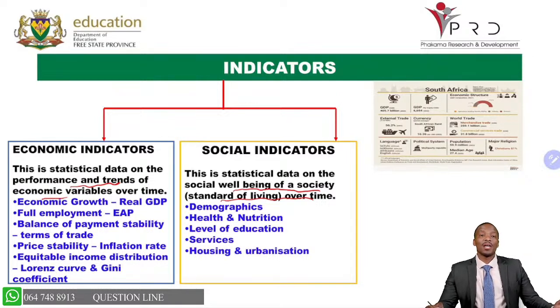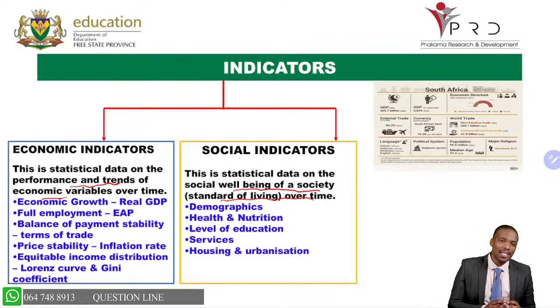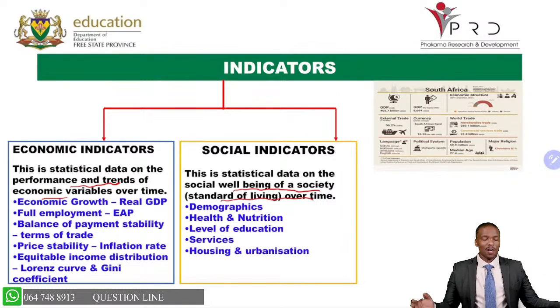And lastly, we'll be looking at housing and urbanization. So these are the two indicators. Let me recap. I said under economic indicators, we are looking at the performance of the economy as a whole, as to say, where is the economy in terms of economic growth? That is the production of goods and services. And it is measured in terms of real GDP.